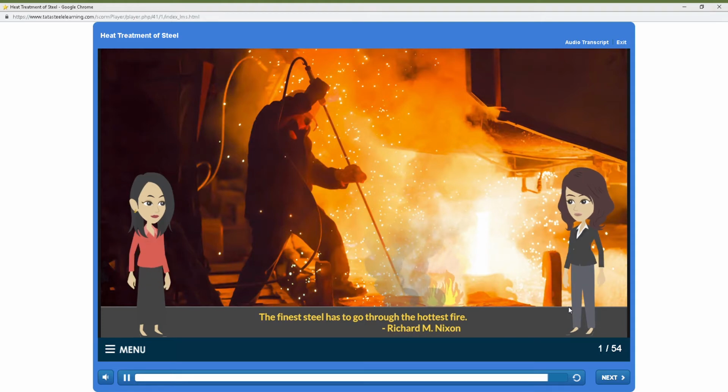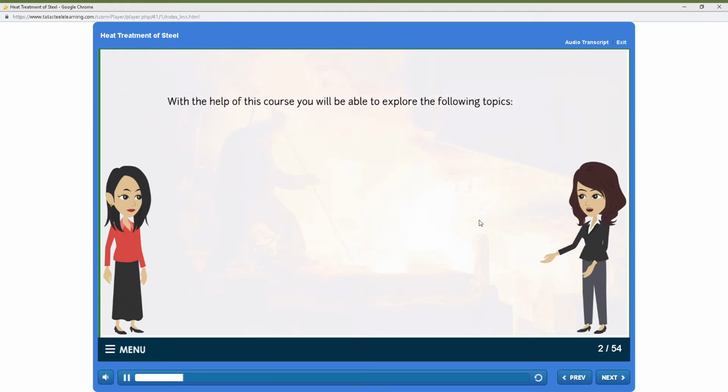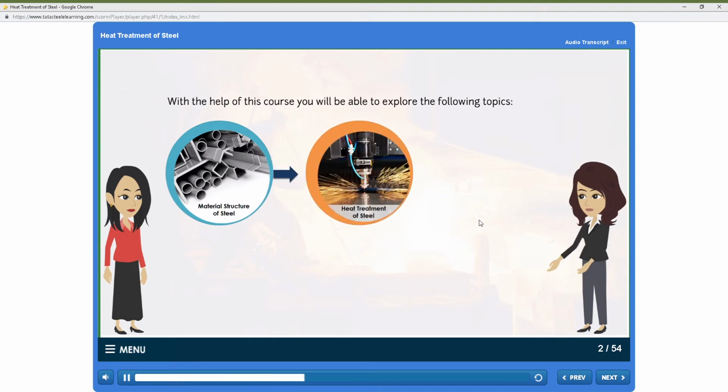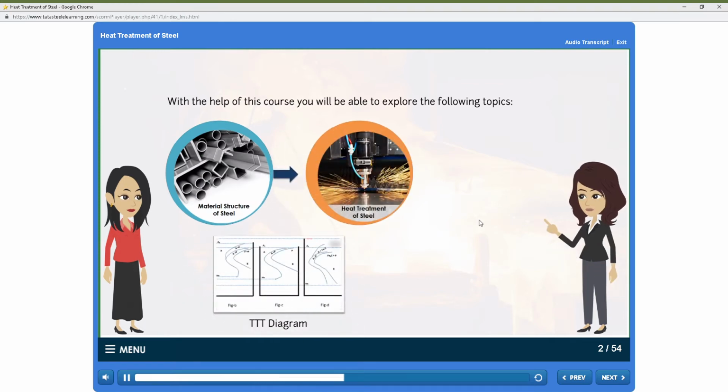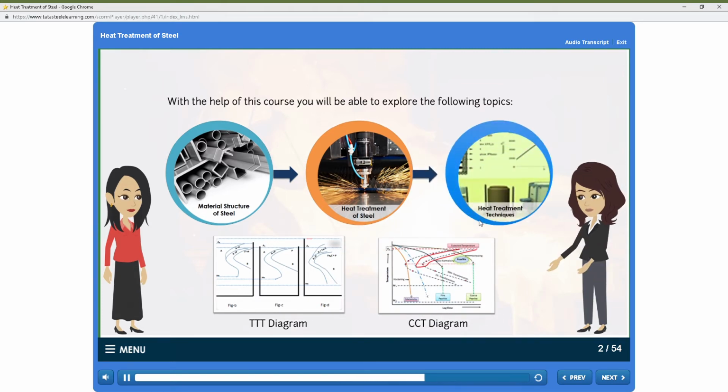Click Next to proceed to the next screen. With the help of this course, you will be able to explore the following topics: material structure of steel, heat treatment of steel, TTT diagram, CCT diagram, heat treatment techniques. Click Next to proceed to the next screen.